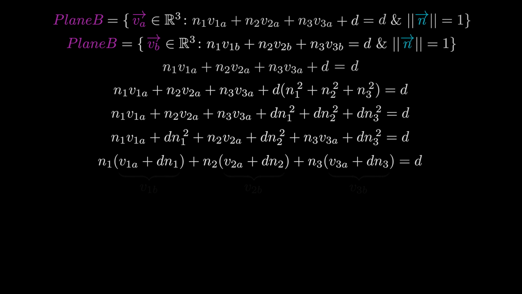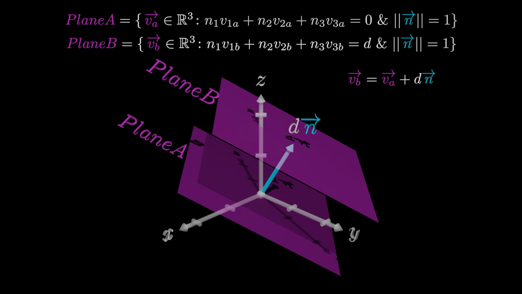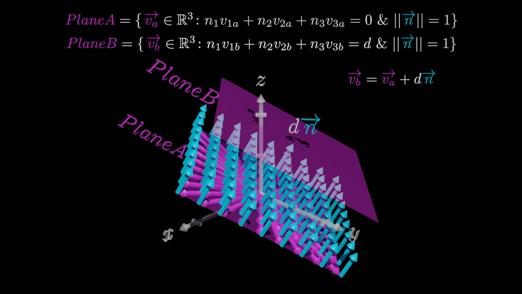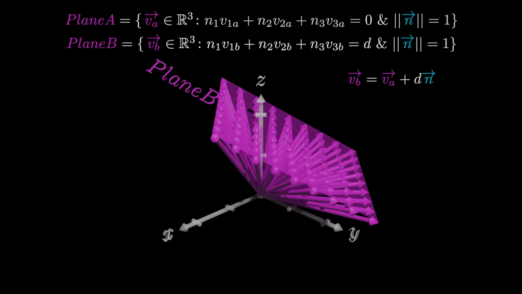These values inside the parentheses are really just v1b, v2b, and v3b in disguise. In other words, every vector vb is equal to some corresponding vector va plus d times vector n. Alright, so here's d times vector n, and what I'm overall trying to show here is that the vectors of plane B are equal to the corresponding vectors of plane A plus d times vector n. I hope this clears things up as to why positive values of d offset the plane in the same direction as our normal vector by d units, while negative values of d do the opposite.